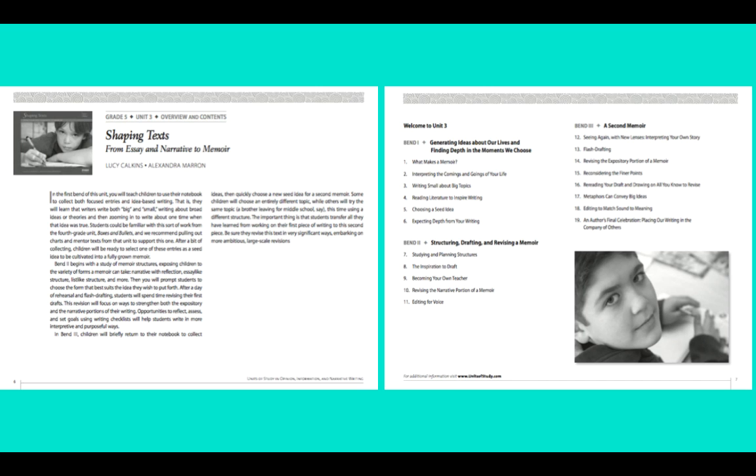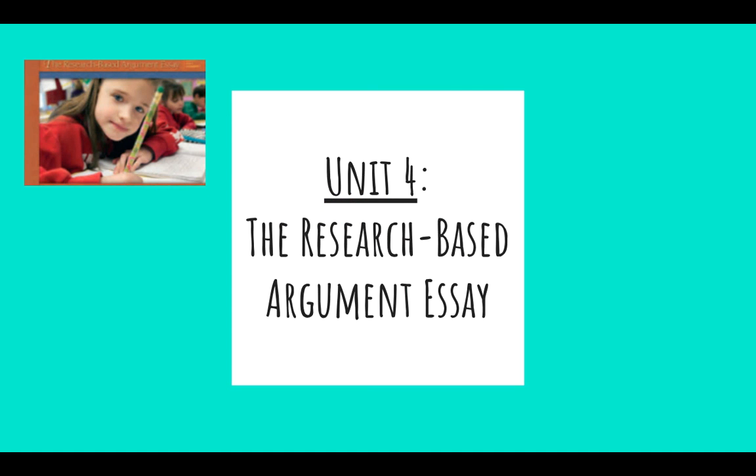The third unit in the kit is an opinion unit titled Shaping Texts from Essay and Narrative to Memoir. A summary of this unit is provided on page 6 and in more detail on page 7. There are 3 bends for this unit and a total of 19 sessions. Again, session names are listed so that you can see teaching points for the unit. Turn to pages 8 and 9.